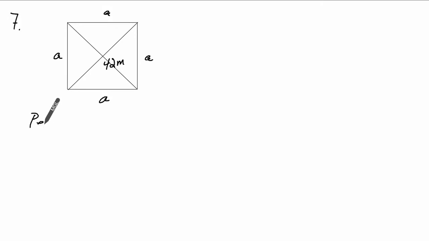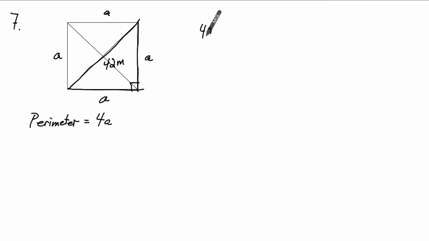We are asked to find the perimeter of the courtyard. So the perimeter here is equal to A plus A plus A plus A, or simply equal to 4A. So obviously to find the perimeter, we need to find A. Now, because the courtyard is a square, that triangle here is going to be a right angle triangle, and we can use Pythagoras to find A.